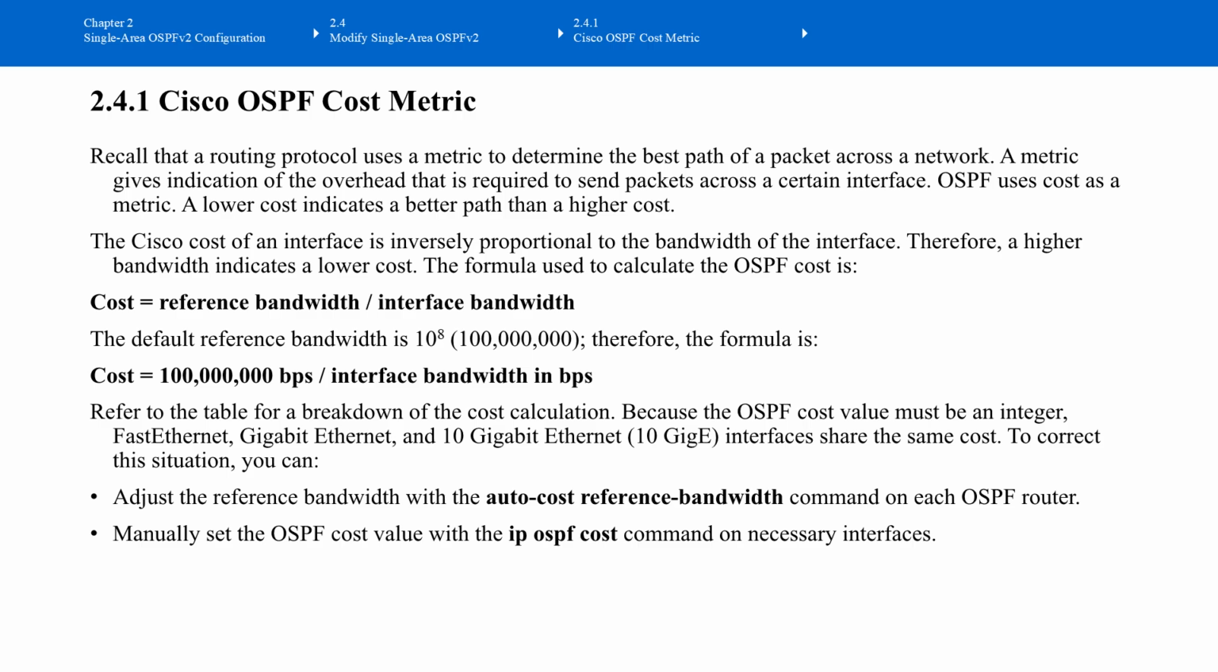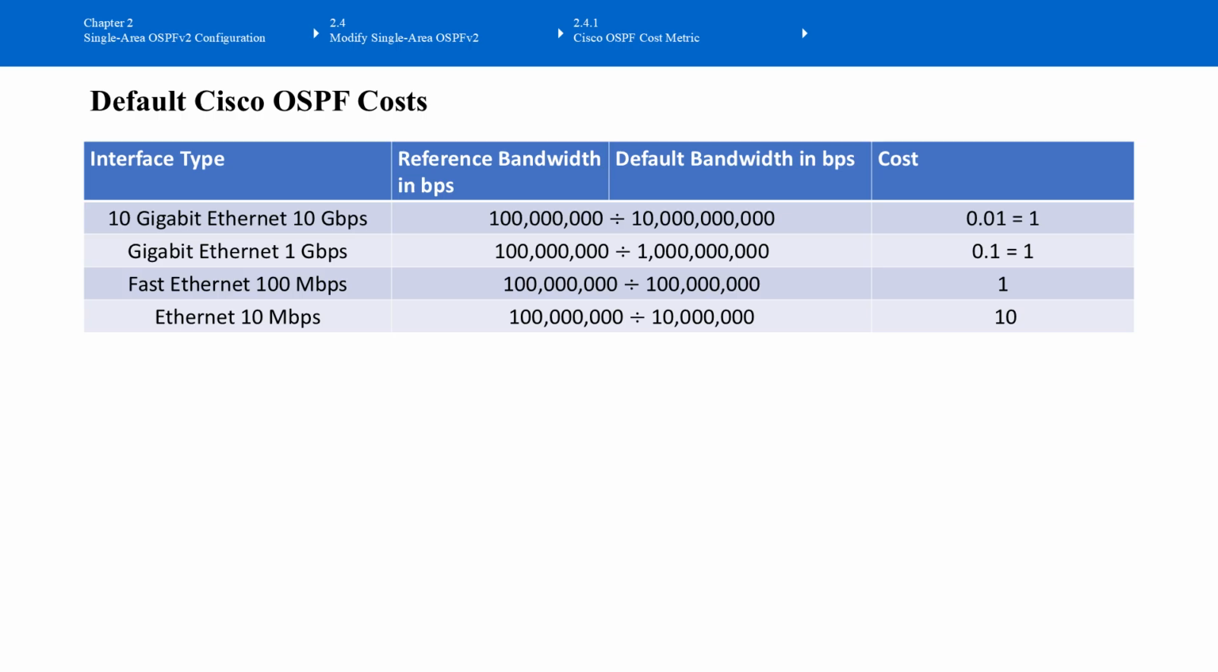There's one problem with the default setting. A 100 megabits per second interface, a gigabit interface, and even a 10 gigabits interface can all have a cost of 1. OSPF cannot tell which one is faster based on the default cost. To solve the problem, we can change the reference bandwidth using auto-cost reference-bandwidth, or we can manually assign a cost to an interface using ip ospf cost.